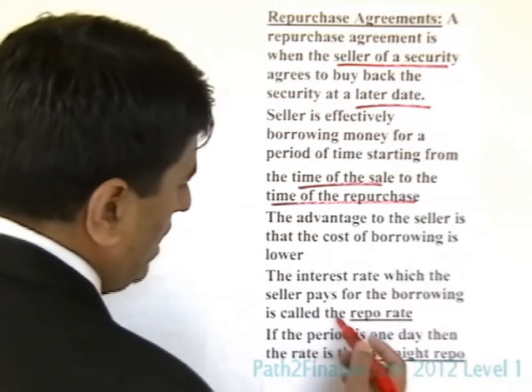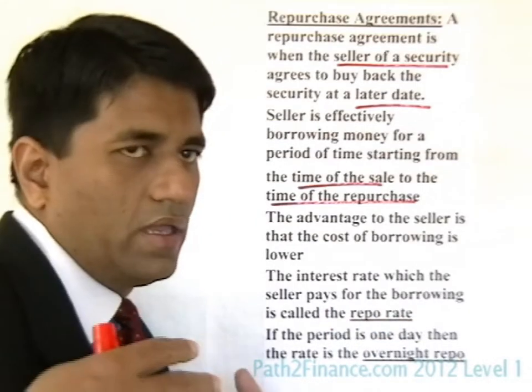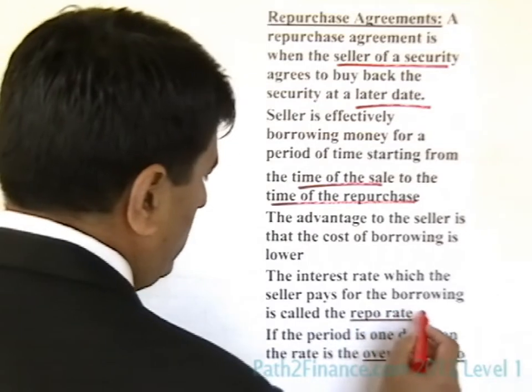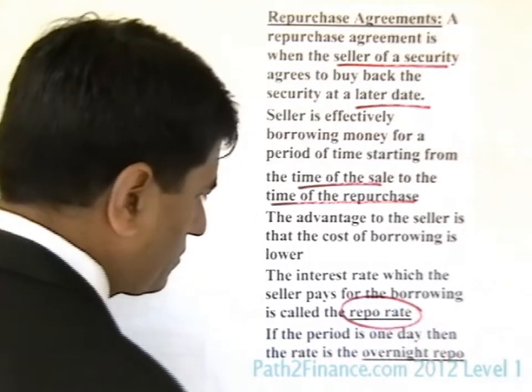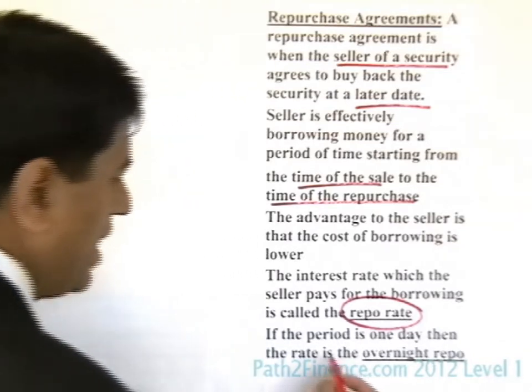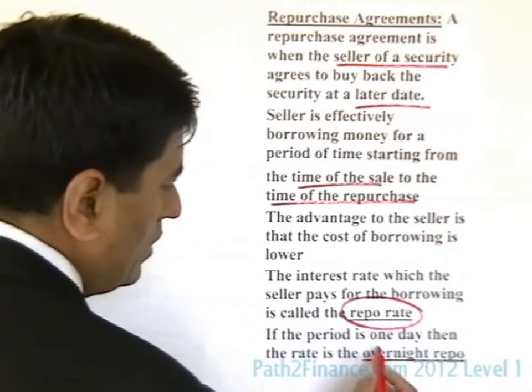The interest rate which the seller pays, the interest rate which I would pay you, is called the repo rate. If the period of this borrowing is 1 day, then it is called the overnight repo.